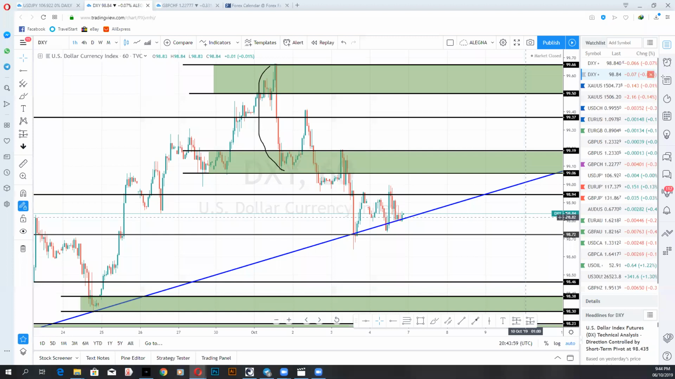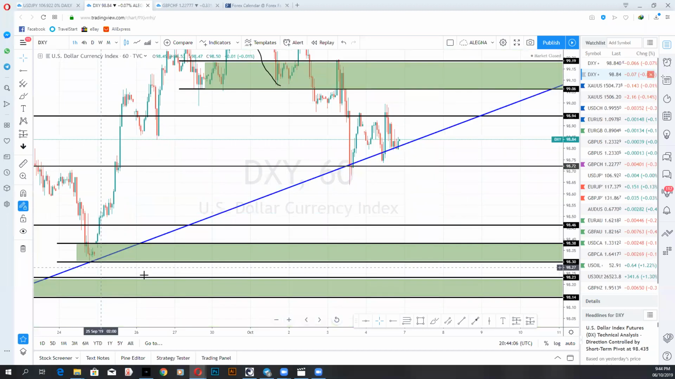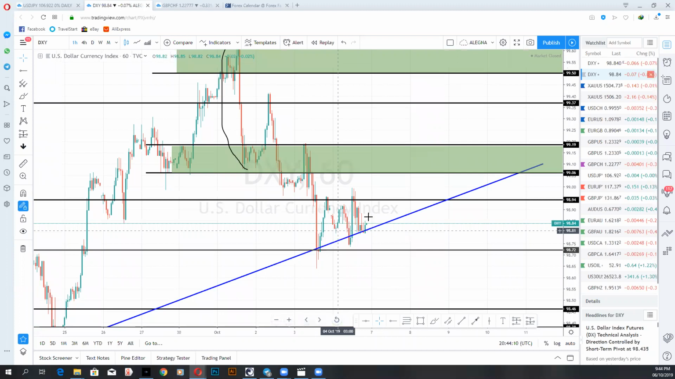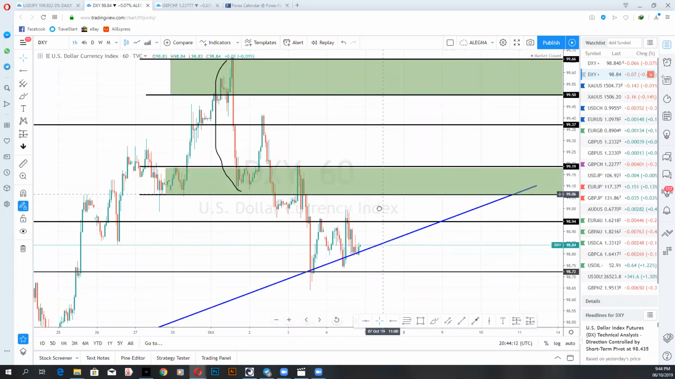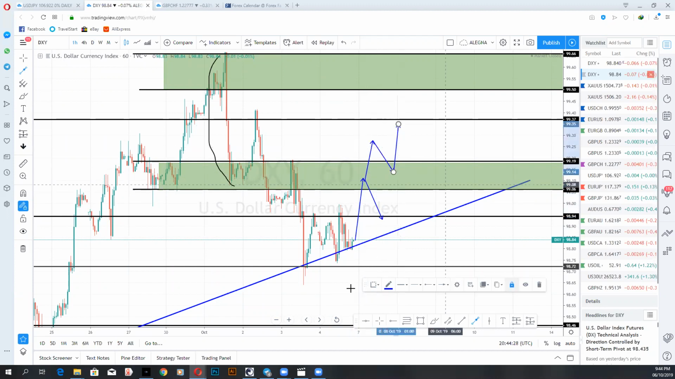Looking at the dollar index, as always, we start with the dollar index. Dollar index is still holding above this trend line. So the question now is this: if this trend line holds, there's a possibility it may run in here. Should this shaded area hold as resistance, then you may see price drop. But should it break above, then we might see a move higher.